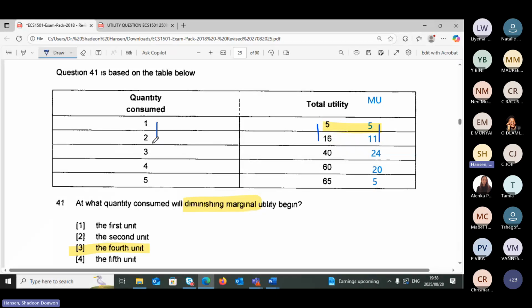Again, consumption increases from 2 to 3. What happens to total utility? It increases from 16 to 40. What happens to marginal utility? It increases from 11 to 24.